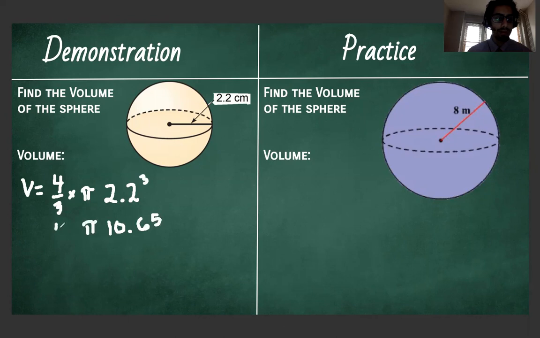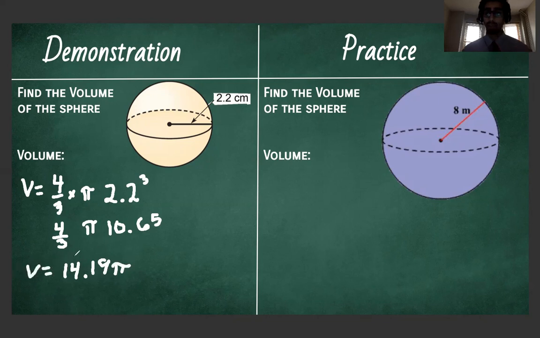Okay, so I'm going to multiply that by pi by 4/3. Now in order to solve this, all we're going to do is multiply 4/3 times 10.65. If you do so, you're going to get a number that looks like this, so around 14.19. And I'm left with this over here, pi. So I'm just going to write down 14.19 pi.